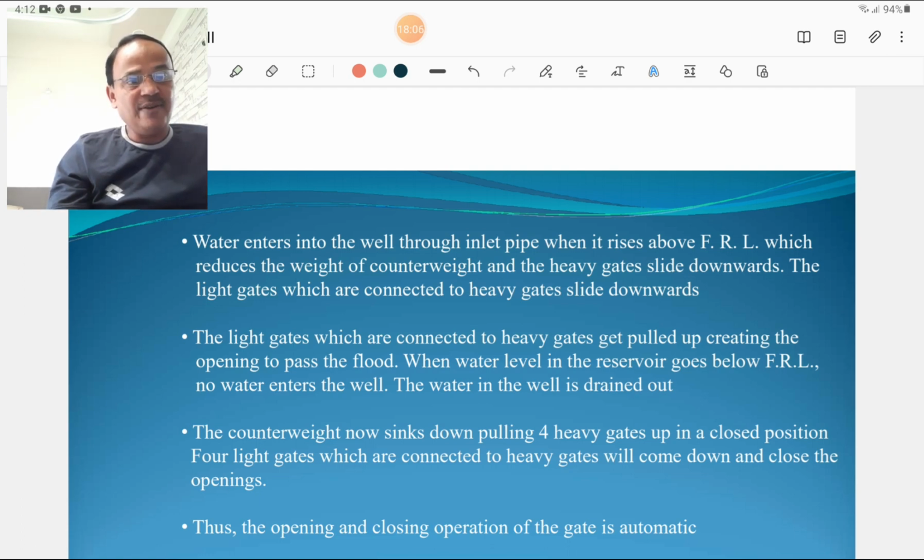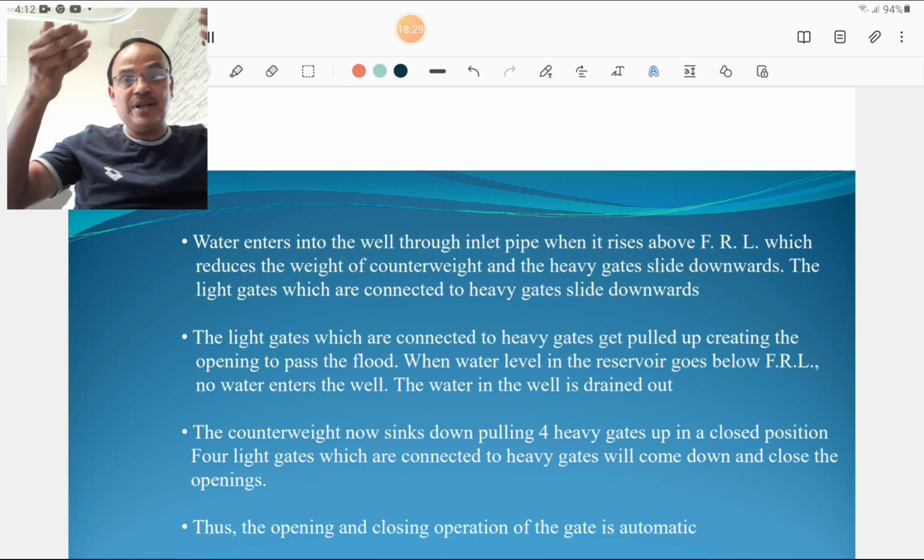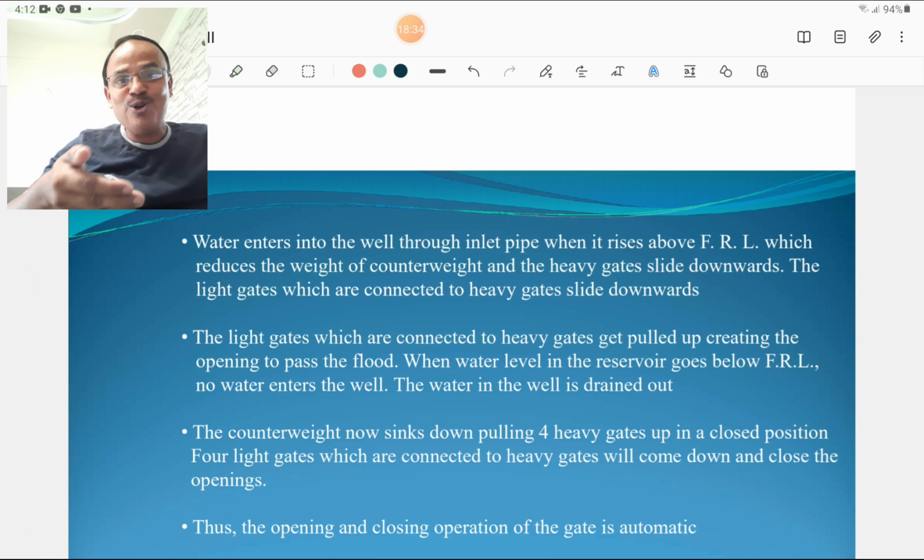And when the water level in the reservoir goes below the FRL, no water enters the well, and the water in the well is drained out. The counterweight now sinks, pulling the 4 heavy gates up into a closed position. The 4 light gates which are connected to the heavy gates will come down and close the openings. Means the arrangement is such that when the water level increases above the FRL, the gates open up, and when the water level goes down below the FRL, the gates are closed. So these work on an automatic system, and such gates are termed automatic gates. Thus the opening and closing operation of the gate is automatic. Okay.